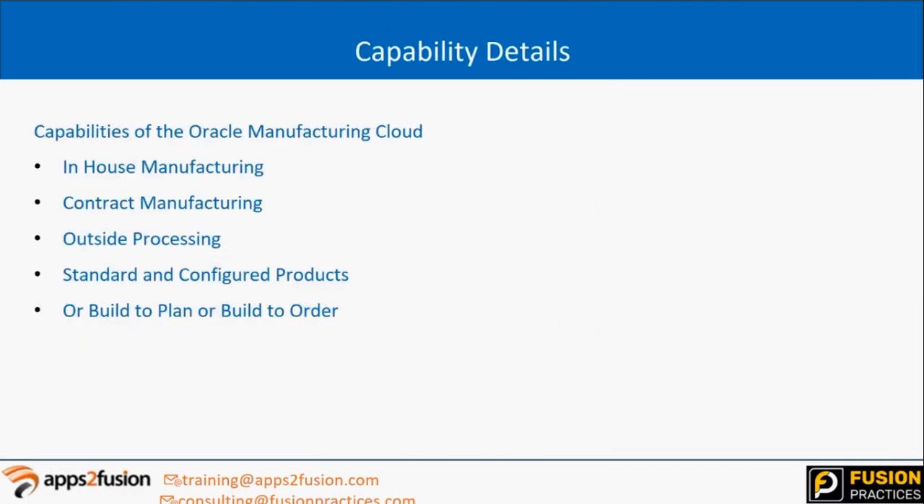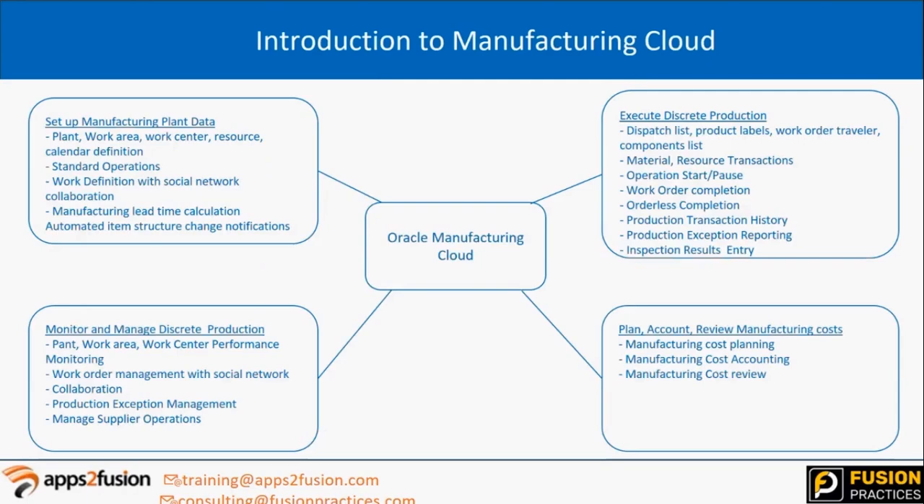And what about routing? Routing is called work definition here. The whole work definition incorporates your item structure, the resources, and everything.